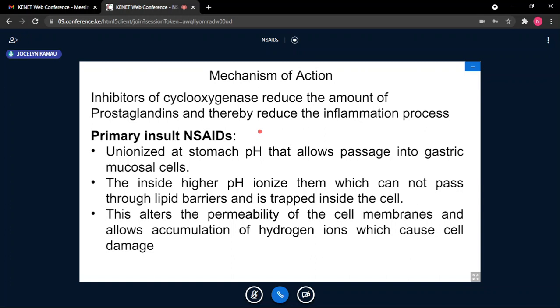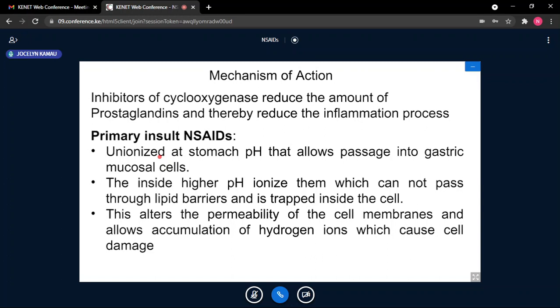So what does that mean? Because there is a high concentration of the non-ionized form of this, most of it will be able to pass through the membranes and get into the mucosal cell, because the drugs that penetrate the membranes are usually in the non-ionized form. That's why we are saying non-ionized at stomach pH allows passage into the gastric mucosal cells. I'm explaining why non-ionized: an acidic drug in an acidic pH. Acidic pH means there is a high concentration of hydrogen ions.